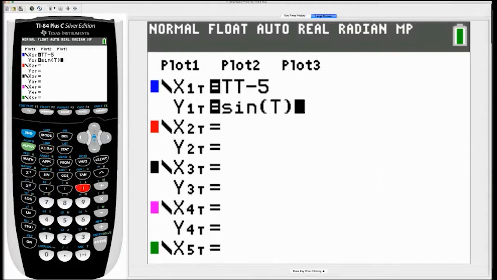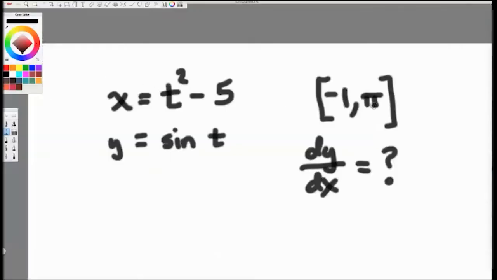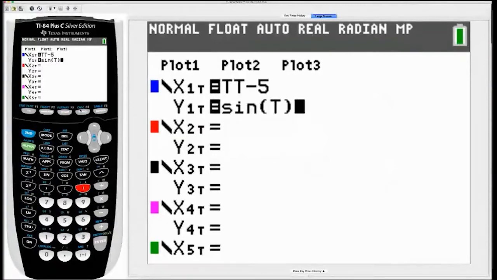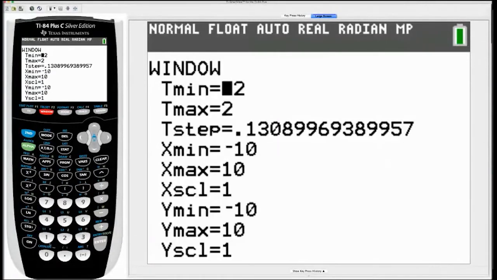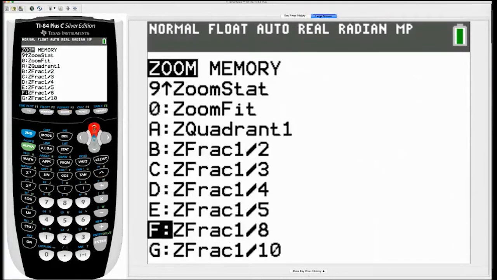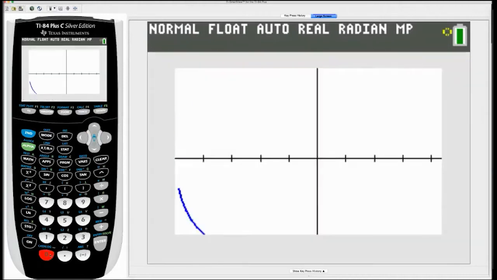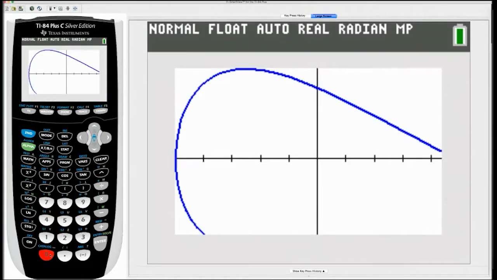Now I want to be on the interval from -1 to pi. So that means t can only be between -1 and pi. I'm going to go to window here and change my t min to be -1, and then my t max to be pi. From here, I want you to do zoom and then zoom fit, so zoom 0, and what it does is it fits it nicely to the screen like that.